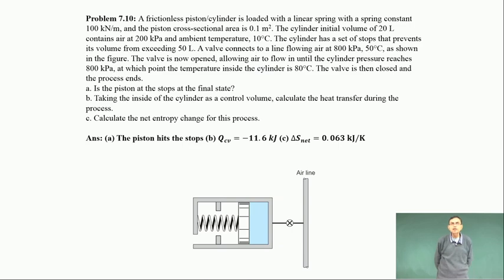The valve is opened allowing air to flow until the cylinder pressure reaches 800 kilopascal, at which point the temperature inside the cylinder is 80 degree centigrade. The valve is then closed and the process ends. Is the piston at the stops at the final state? Taking the inside of the cylinder as a control volume, calculate the heat transfer and net entropy change during the process.